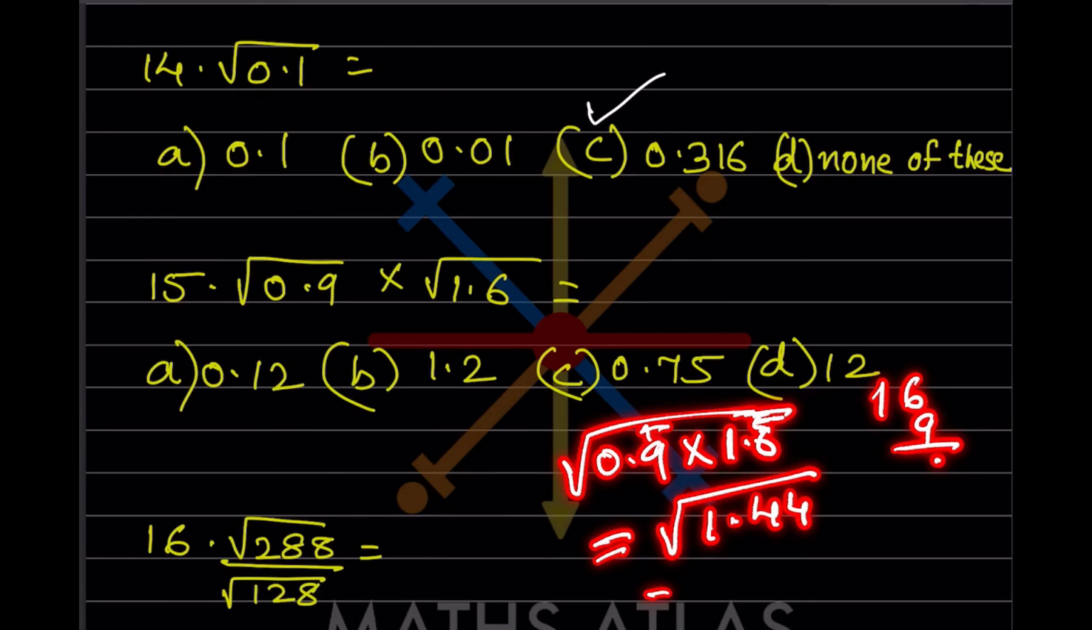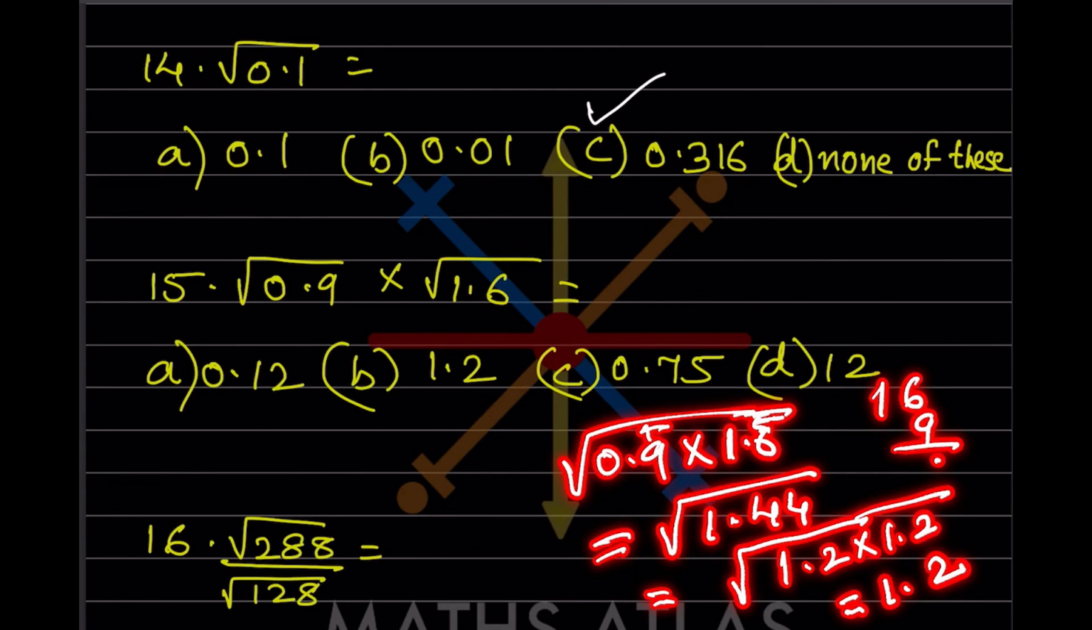So 1.44 is nothing but 12 12s. So that will be 1.2 into 1.2. So you are going to take it only once. The answer is going to be 1.2. So the B option.